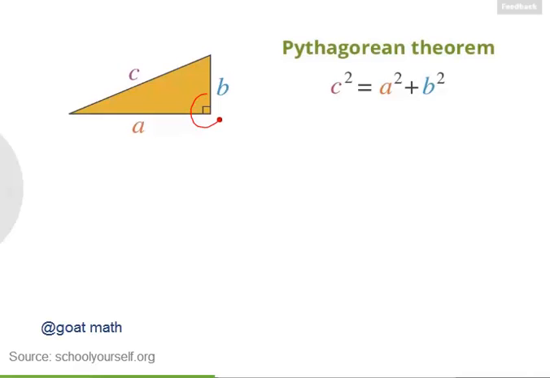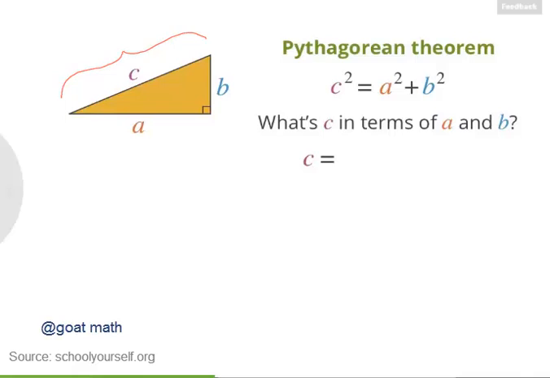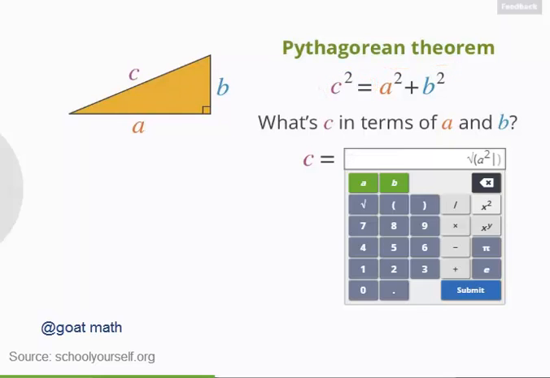It's only true for right triangles, and it says that if you square the hypotenuse, then that's equal to the sum of the squares of the two legs. So we have a formula for finding c squared. But what's the length of this triangle's hypotenuse, c, in terms of the legs a and b? You can take the square root of both sides of this equation to find out.